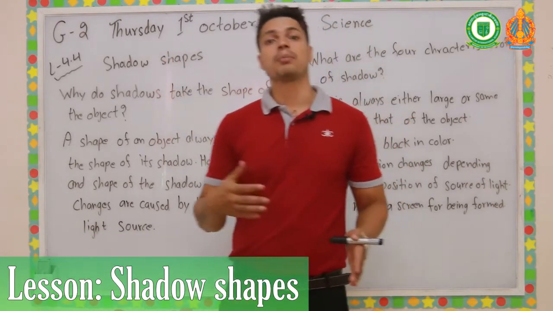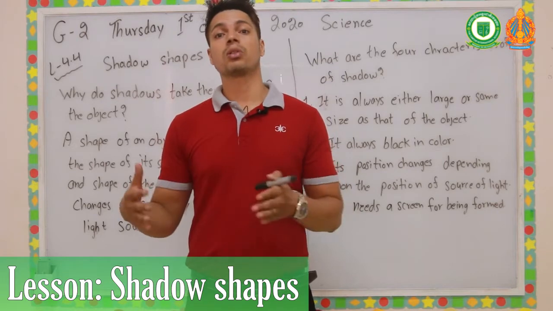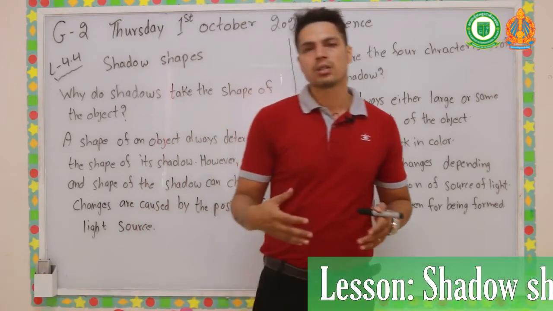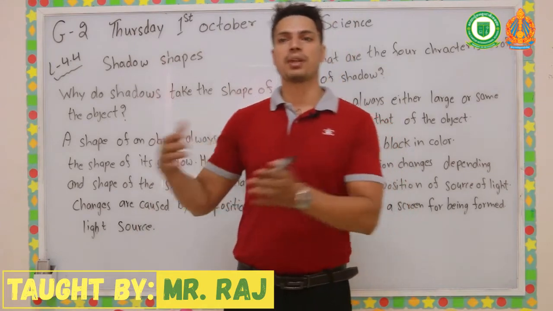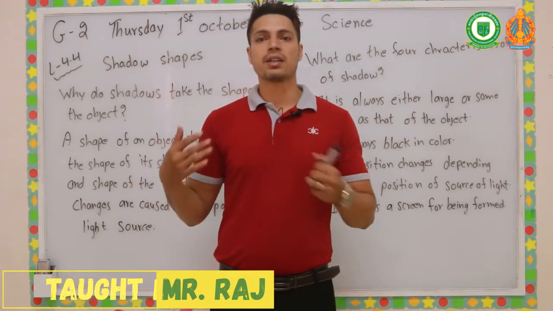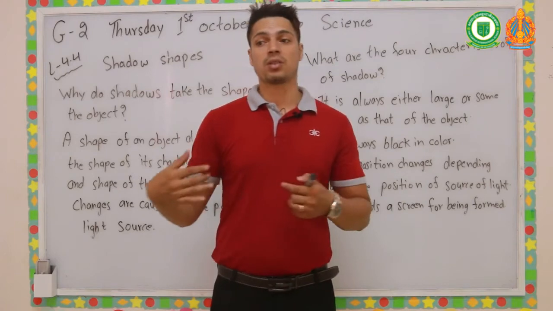Today we are learning about shadow shapes. Shadow shapes do not always look the same. It always changes. Sometimes it is long, sometimes it is short, and it does not always look the same as the object.